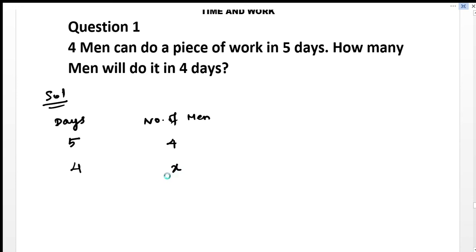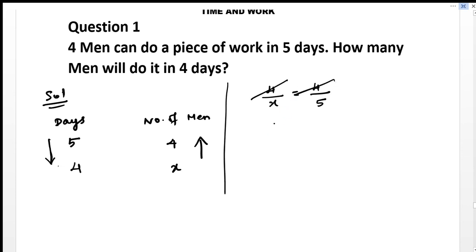You have to identify whether it is a direct or indirect variation. The number of days decreases, so automatically the number of men should increase. Therefore, opposite, so this is nothing but indirect variation. I'm simply using the arrow, head by tail is equal to head by tail. Here the head is 4, the tail is 5. Don't get confused, I'm just simplifying.